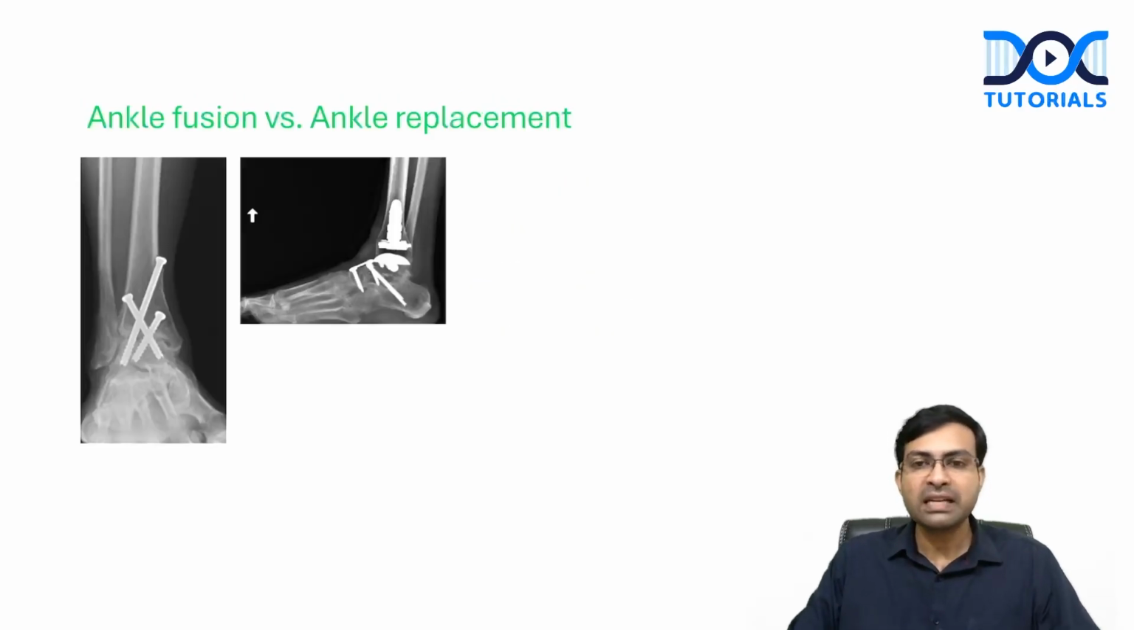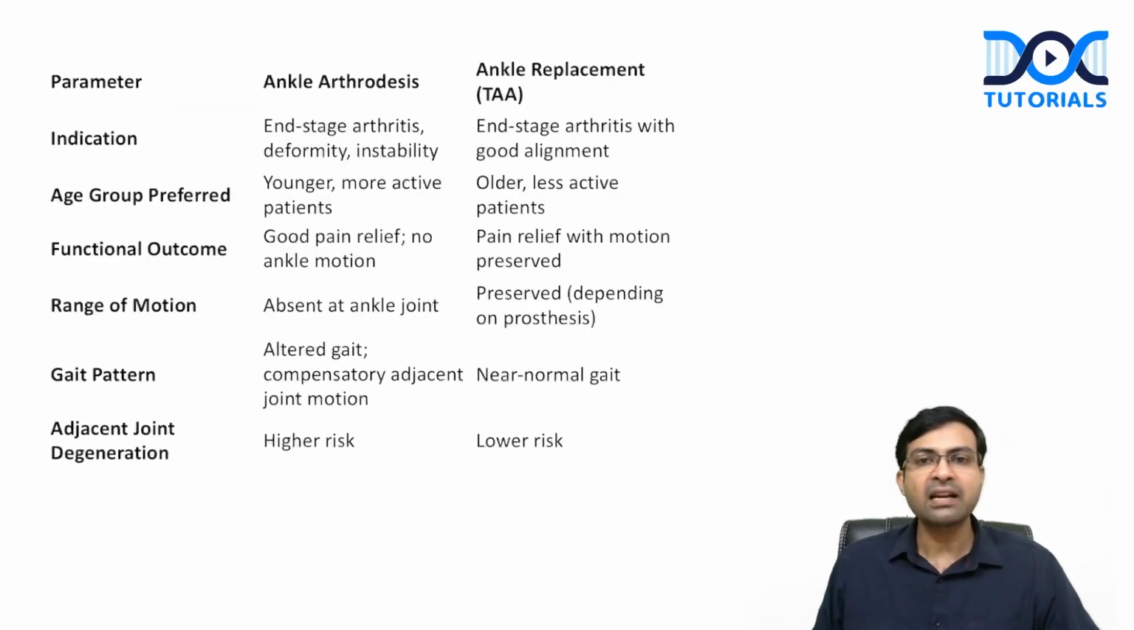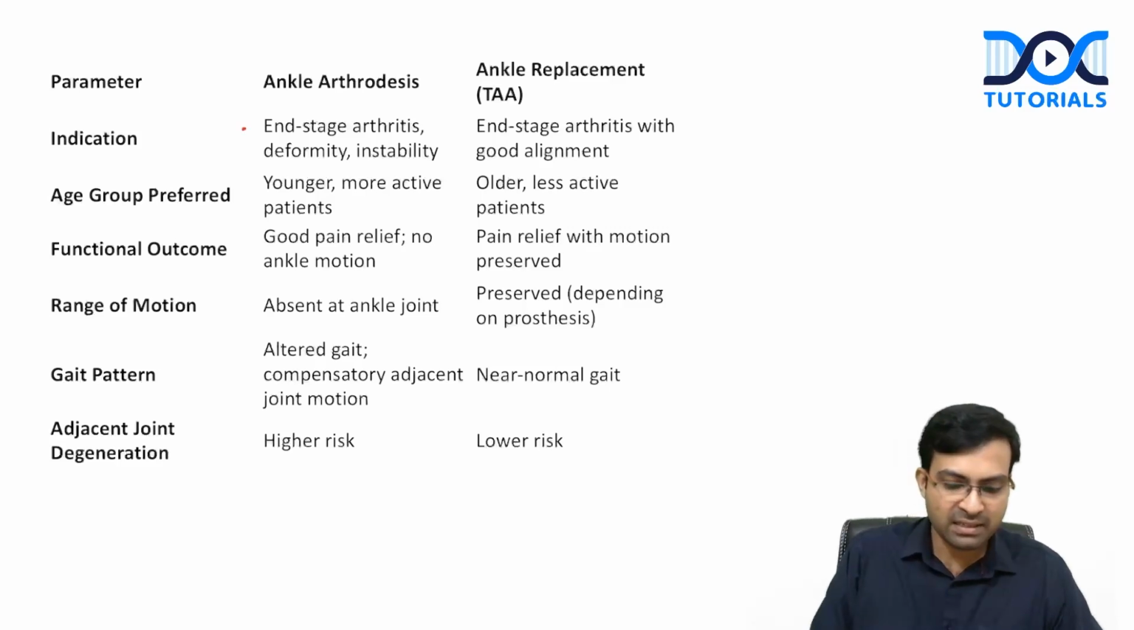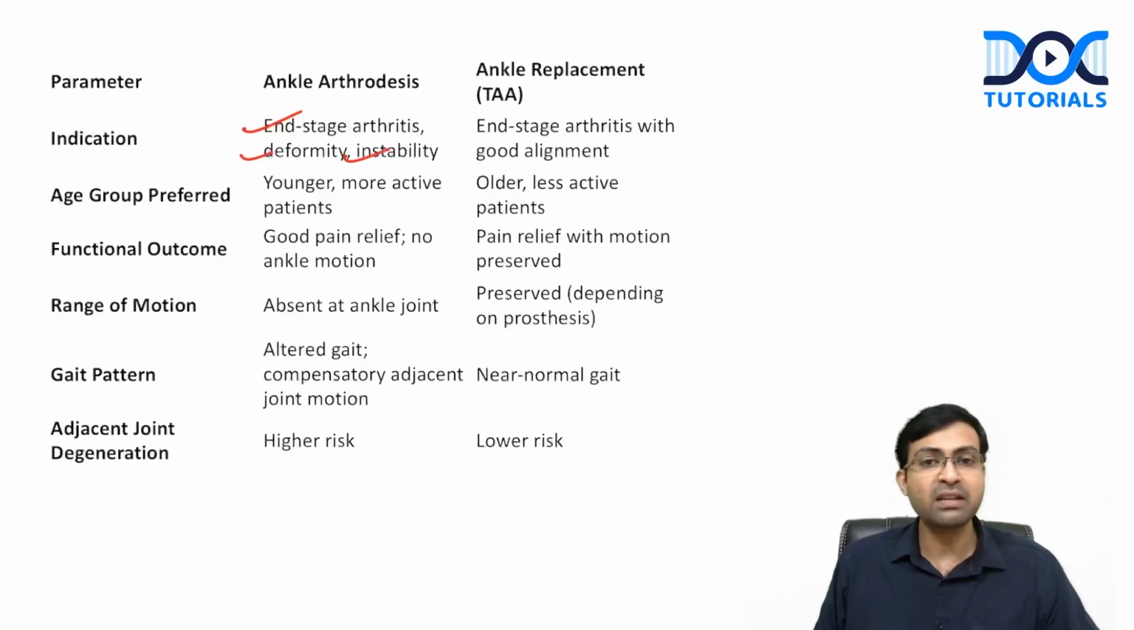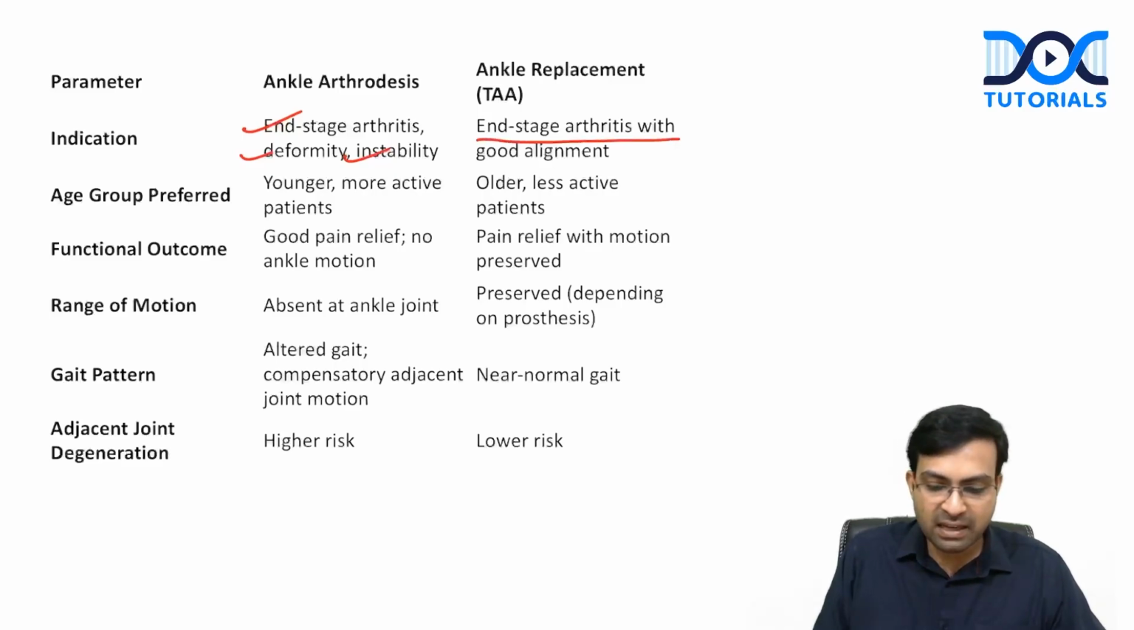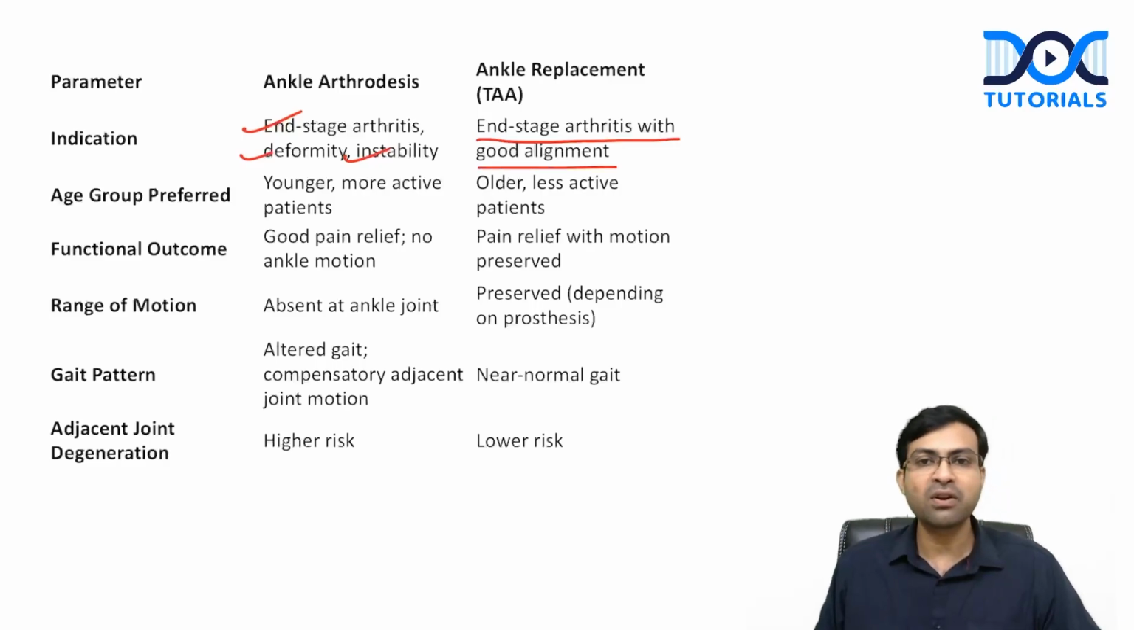Now, as I told you at the introduction, slowly we are moving away from arthrodesis to replacement. So, how do you compare and contrast ankle fusion with ankle replacement? If you look at the indication, ankle arthrodesis can be used in a wide variety of situations like end stage arthritis, deformity, instability, even in chronic infections. You can use an Ilizarov to fuse the joint. But in total ankle arthroplasty, the indication is end stage arthritis with good alignment. If the alignment is not good and if there is gross instability, then you cannot use a TAA.